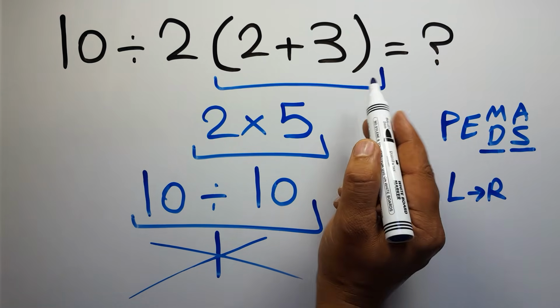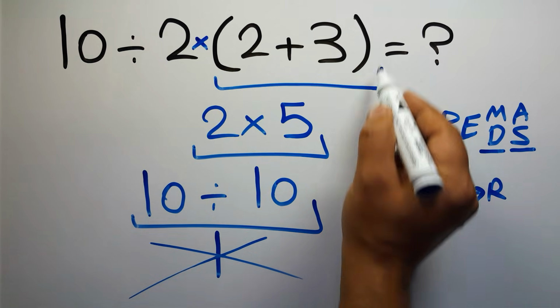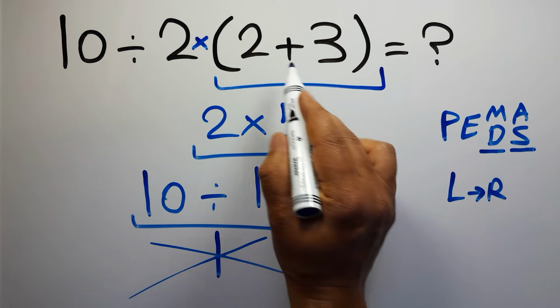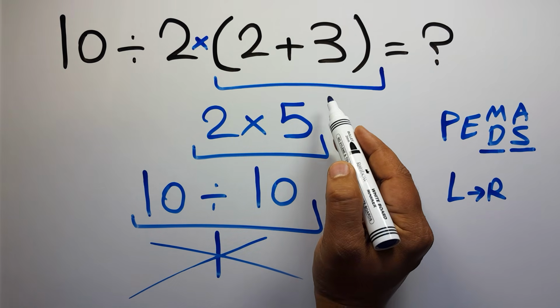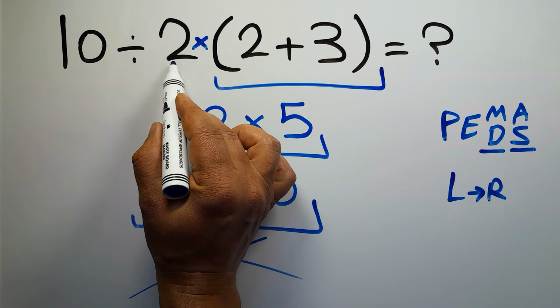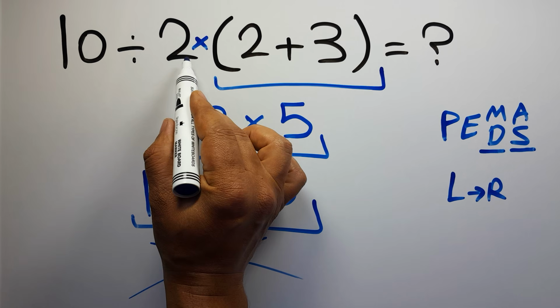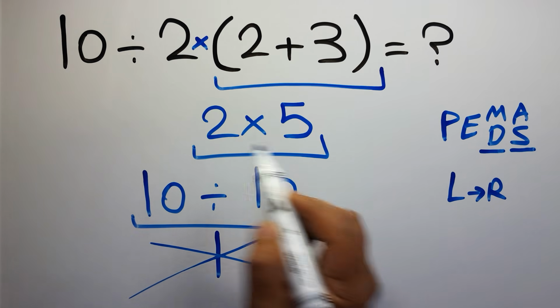In this expression, we have one division, one multiplication, and one parentheses. Inside this parentheses, we have one addition. Here we have a multiplication, because in mathematics, when a number is placed next to parentheses, it means multiplication. And we usually don't write the multiplication sign for brevity.